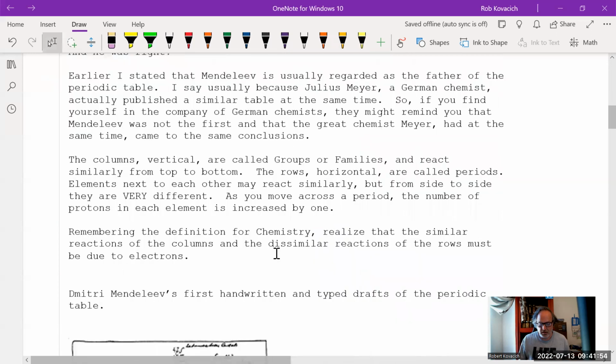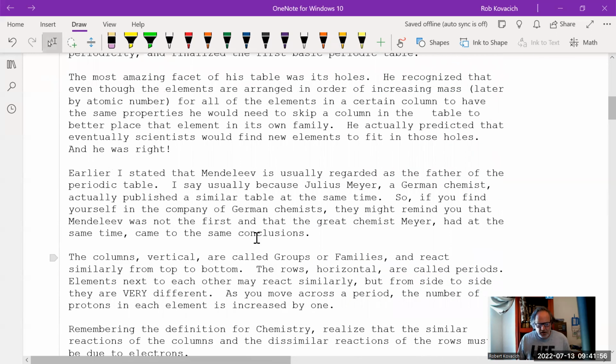So let's go back up here. If you're in Germany, the Germans will tell you that Julius Meyer did this work before Mendeleev. He may or may not have actually done it before, but he didn't publish before, and that's all that matters. The most important thing in science, as far as who gets credit, is are you telling everybody or not? And Meyer didn't tell everybody before Mendeleev, so he doesn't get credit for it.